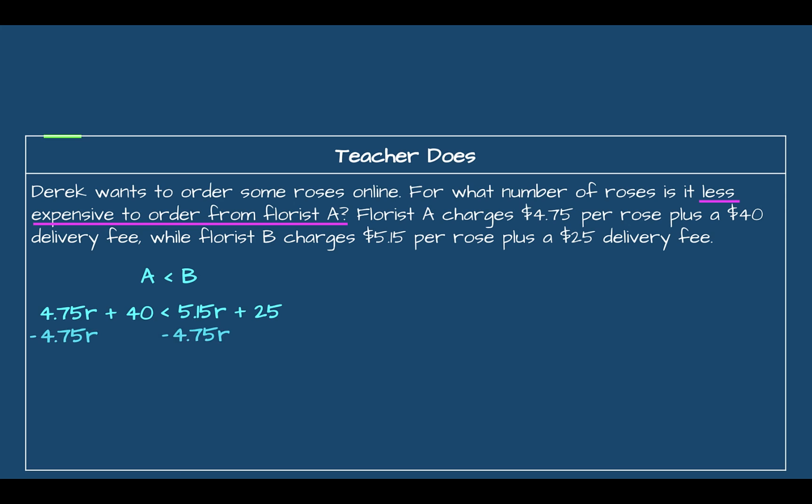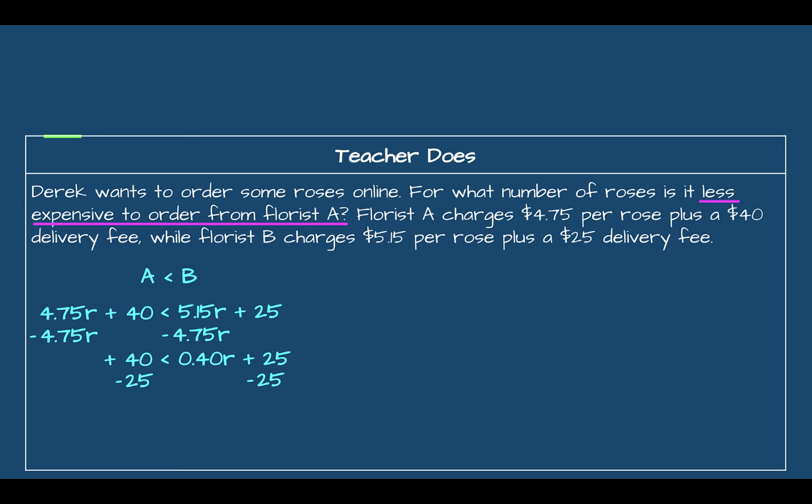So I'm going to subtract $4.75. Thinking back to our lessons in topic 1, I tend to subtract the ones that are smaller, then my number stays positive. So subtracting $4.75 for a rose from both sides, bringing down the rest, I would end up with 40 is less than 0.4R plus 25.